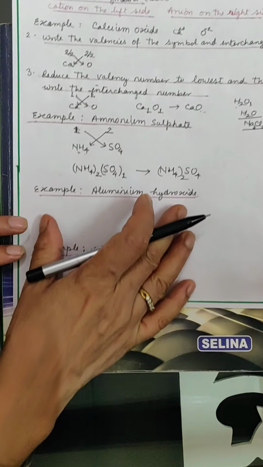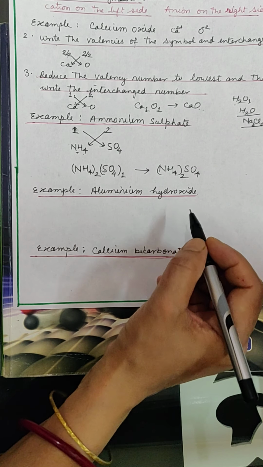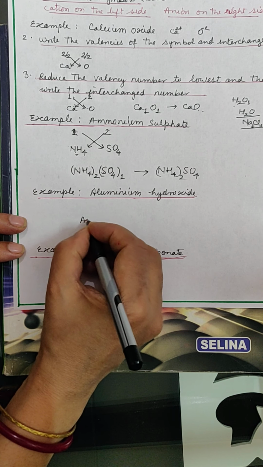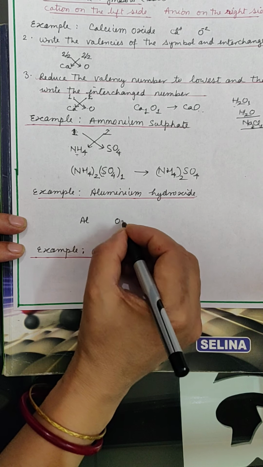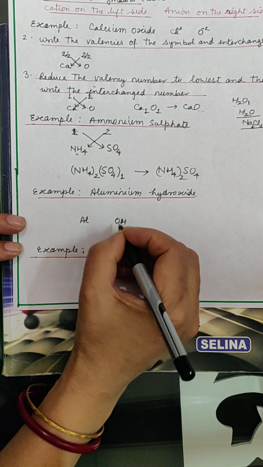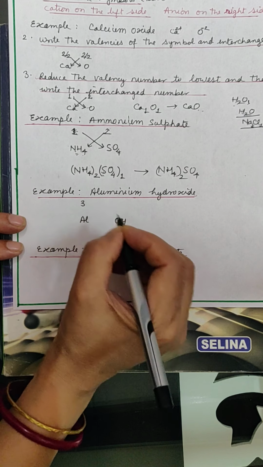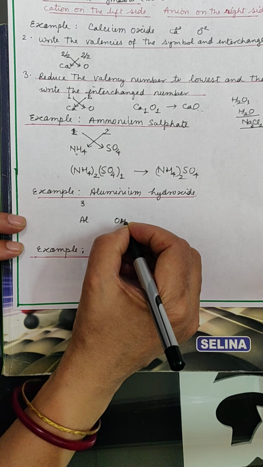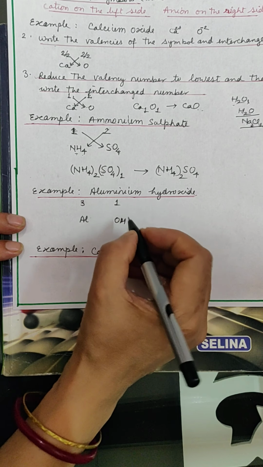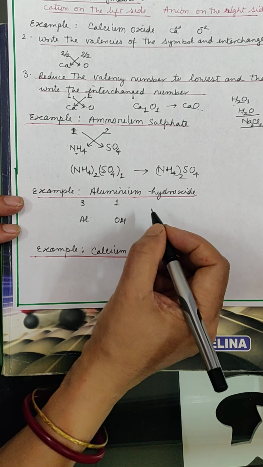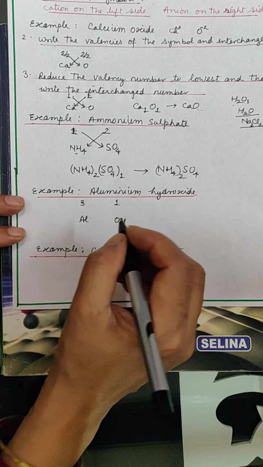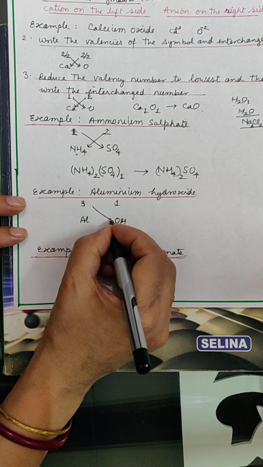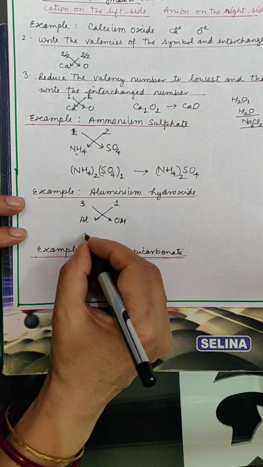Let's come to aluminium hydroxide, one more example just to understand it better, and the steps are the same every time. First write the symbol of the cation, then write the symbol of the anion. Do not write their charge but write their valencies above them. The valency of aluminium is 3 because its charge is +3. For hydroxide the charge is -1, so the valency is 1. It means the charge may be minus or plus, but valency is a number only. Then 3 and 1 are again in the simplest ratio, so we can interchange the valencies.